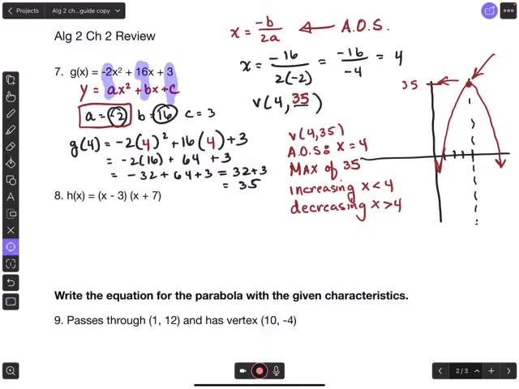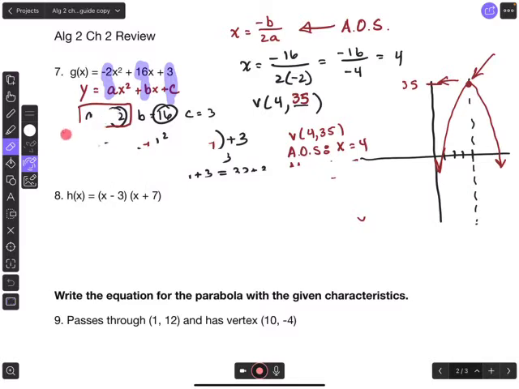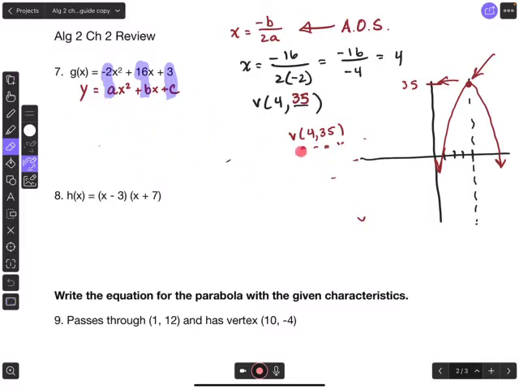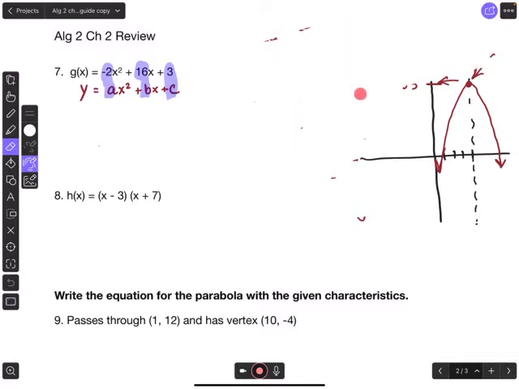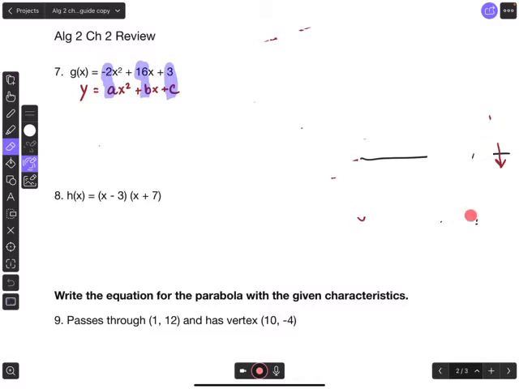Let's free up a little space here. We've got a different form now. So we've looked at vertex form, how to deal with it. We've looked at standard form now and how to deal with it. Let's look at this third form that they give us. This third form is x-intercept form. And this is a beautiful form.